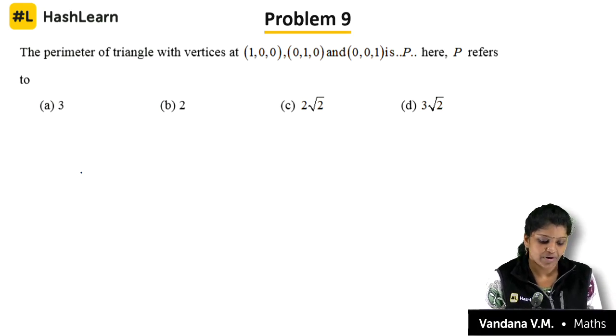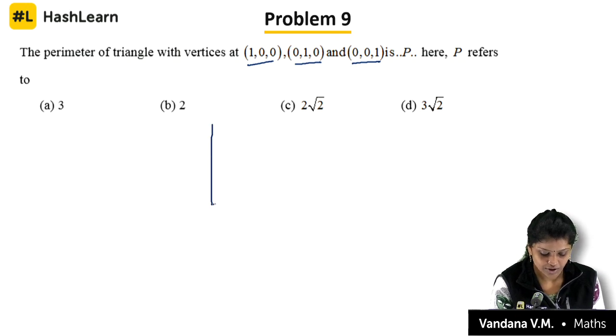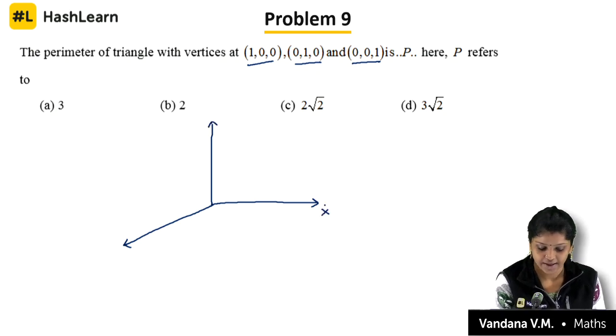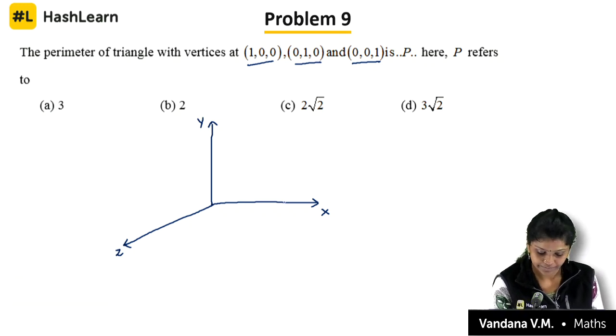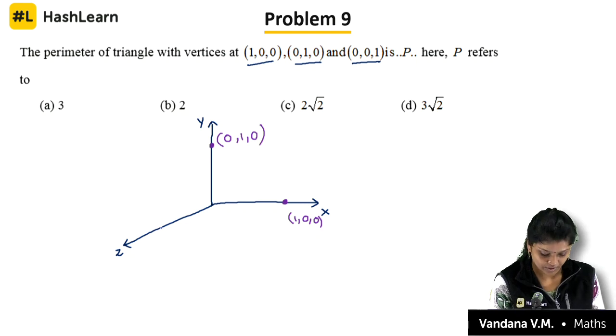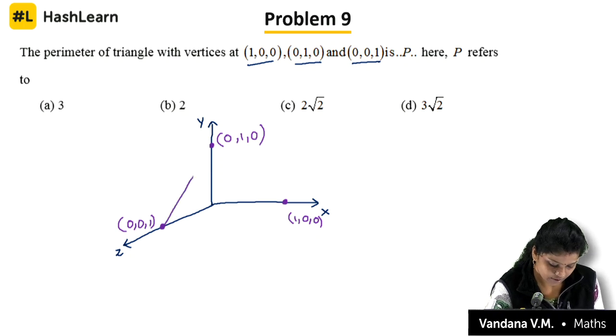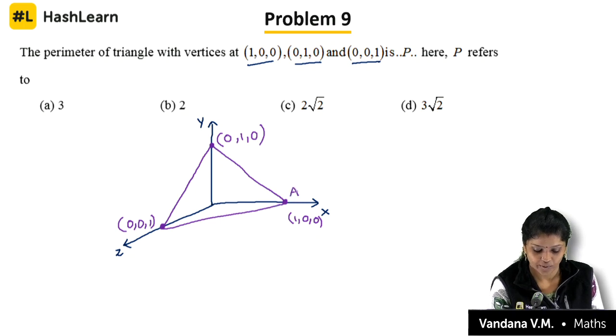The perimeter of a triangle with the vertices 1, 0, 0, 0, 1, 0, 0, 0, 1. By seeing the coordinate points, I understood. One is on the x-axis, one is on the y-axis, one is on the z-axis. x, y, z. How will you represent this? This is 1, 0, 0. This is 0, 1, 0. 0, 0, 1. You join this. Now, I would like to find out the perimeter of this.